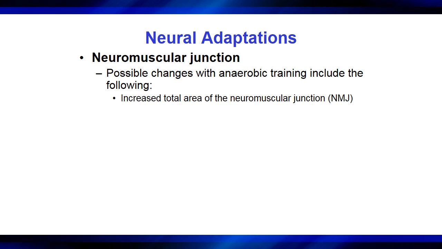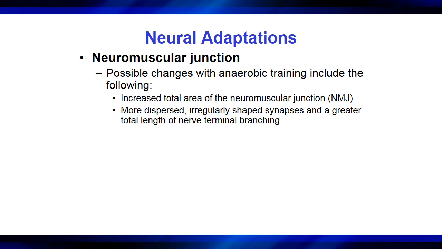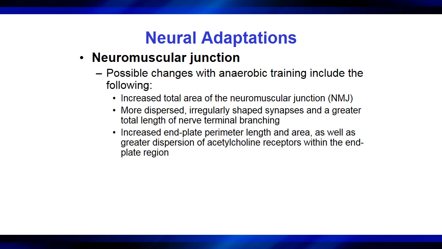There were more dispersed, irregularly shaped synapses and greater total length. So we see overall there's greater area and more space created by the neuromuscular junction, which is going to allow for, again, better recruitment of those fibers within that motor unit. And then increased end plate length and area, as well as greater dispersion of the acetylcholine receptors. Acetylcholine is the neurotransmitter that will transmit the information from the nerve to the muscle to create the response when called upon. And that will be another adaptation. So these are different things that do happen at the neuromuscular junction, again, increasing one's ability to recruit motor units.